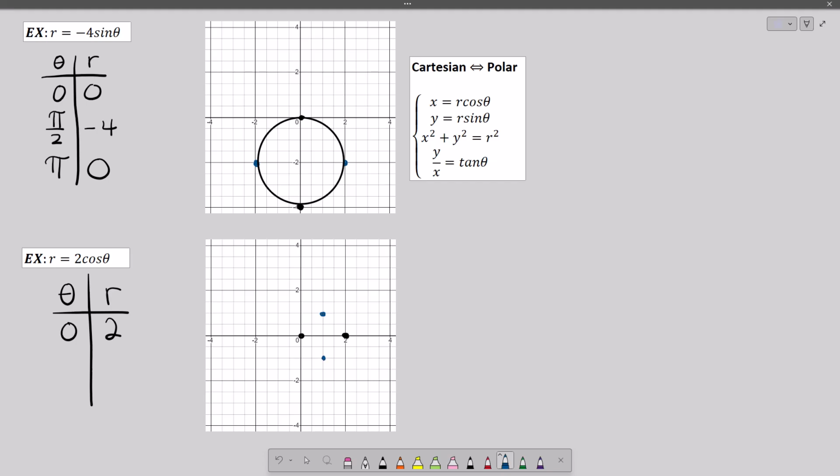And our circle is going to be tangent at the origin again, but it's going to be to the right. So the cosine ones are always going to be shifted to the right. The sine ones are always going to be shifted vertically. This one is shifted down because of that negative. This one is shifted right because this is a positive.